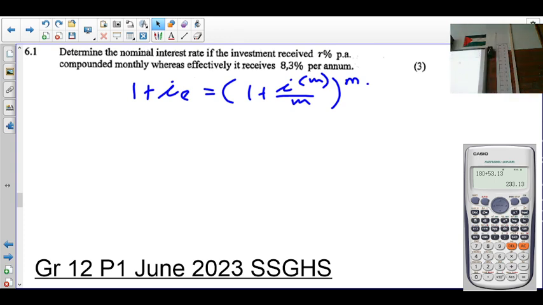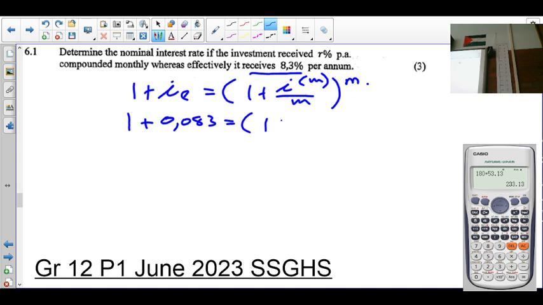Alright, so determine the nominal interest rate if the investment receives R% per annum compounded monthly, whereas effectively it receives 8.3% per annum. So your effective to nominal conversion is 1 plus i effective equals (1 plus i over m) to the exponent m. Since you are given an effective interest rate, it's 1 plus 0,083 is equal to 1 plus i to the m, which we are calculating.